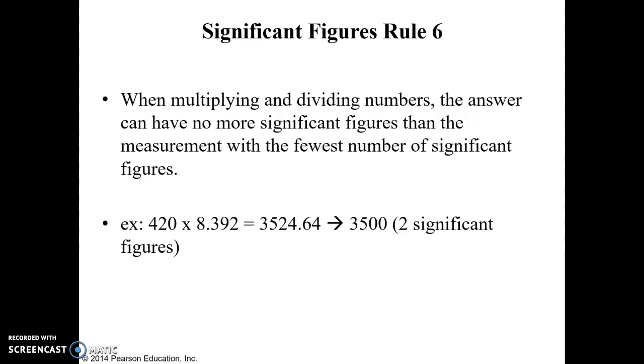So for example, we have 420 and we're multiplying it by 8.392. So 420, the 4 is significant, the 2 is significant, the 0, is that significant or not? There's no decimal point. If there was, it would be right here. So the 0 is coming before the decimal point, so we cannot really say that that is significant. So this has 2 significant figures, or sig figs.